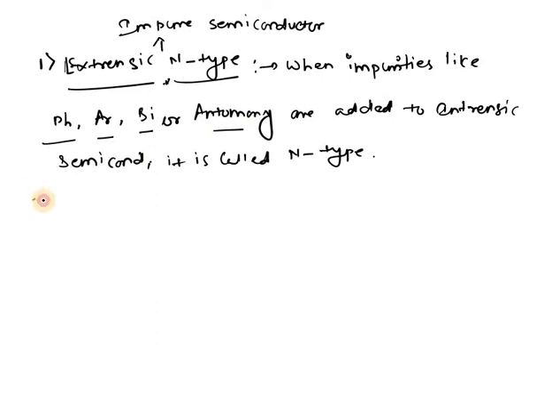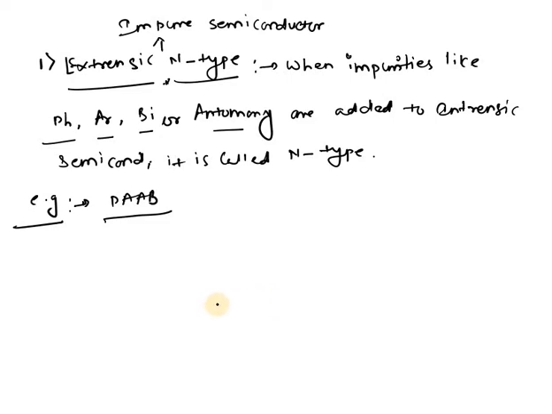Now how will you remember these four names? For that we have to remember one trick, that is called POW. That is called what? POW. It stands for P for phosphorus, A for arsenic, A for antimony, B for bismuth. Remember, POW we have to remember for extrinsic n-type semiconductor. Okay, now why they are called n-type, that is also a point of discussion.